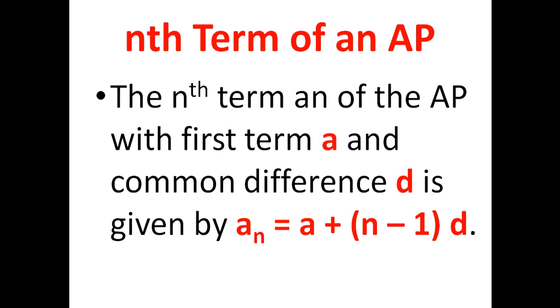In any term which is unknown, that term we have to find out. We have a formula, with the first term and common difference we can write it. It is given by an equal to a plus n minus 1 into d. So the nth term you can find by a plus n minus 1 into d. This is a formula, so you have to memorize it. With this only the whole exercise we are going to solve.